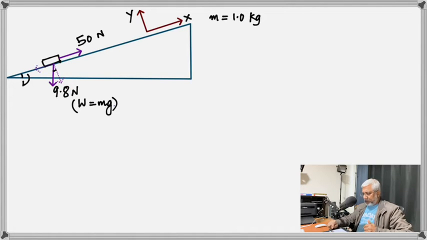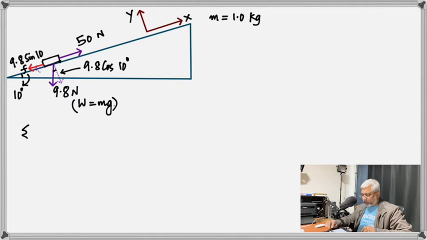Okay. So let's assume the angle to be 10 degrees, which means the x component is 9.8 sine of 10 and the y is 9.8 cosine of 10. So we got those two, one along the x and the other along the y.